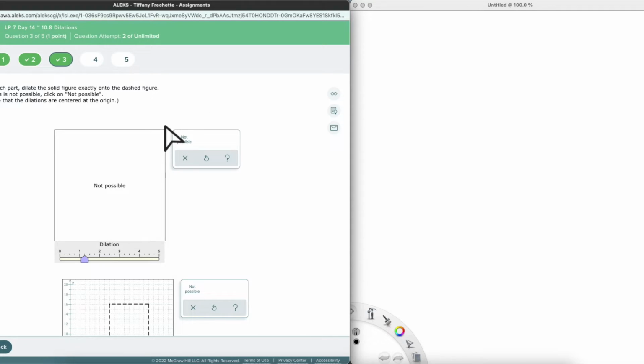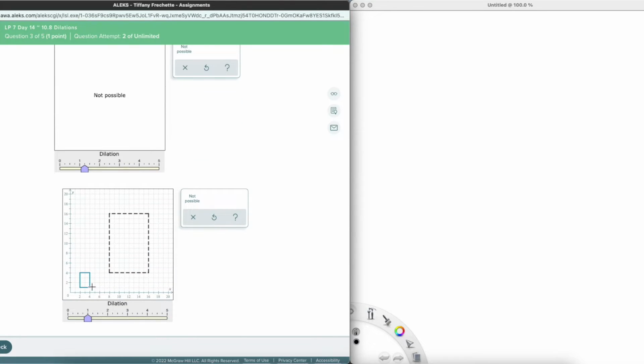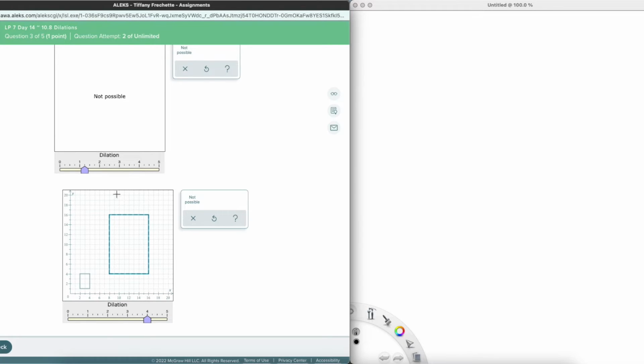But remember, with the dilation, I need one to be small and one to be large, and I'm dilating one to the other. So this one does look like it may work if I dilate it up. Ooh, that did work. So I just had to keep going until it snapped into place there. So that's what we're looking for, is the same shape, but different sizes, and I get to move one into the other.